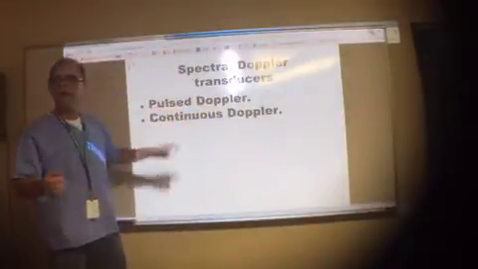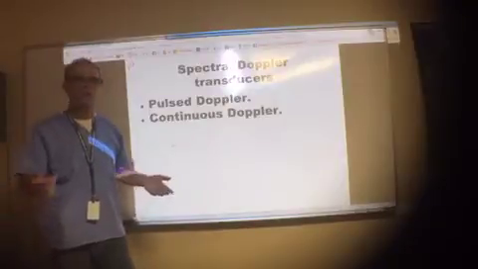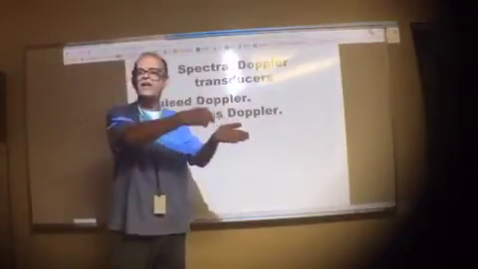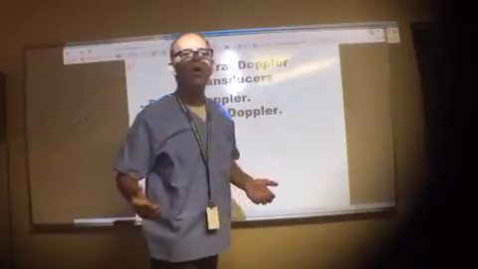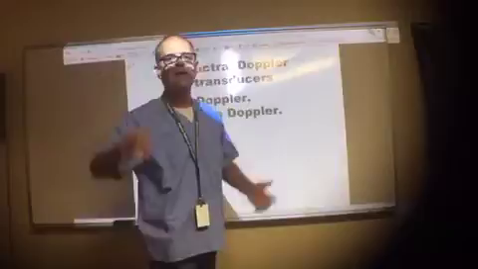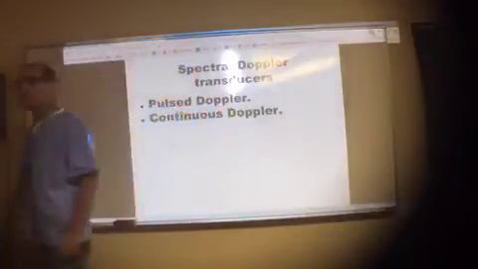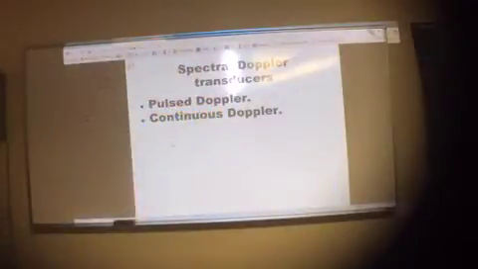And pulsed Doppler, what is the advantage of pulsed Doppler? You know exactly what artery you are measuring. What is the disadvantage of pulsed Doppler? When the velocities are too high, the machine puts it in the wrong place. This is called aliasing.